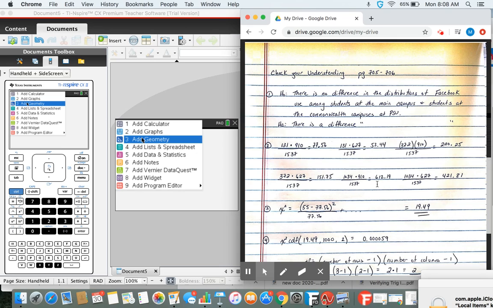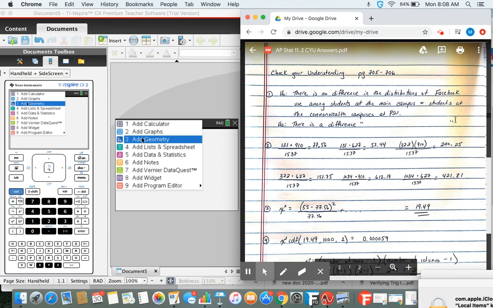And I kind of liked how this was broken down in parts. There were 6 parts here. The first asked for your H0 and your HA. H0: there is no difference in the distribution of Facebook use among students at the main campus and students at the Commonwealth campuses at Penn State. The HA will be there is a difference. And you can throw the rest in quotes for our purposes, not for the AP test.